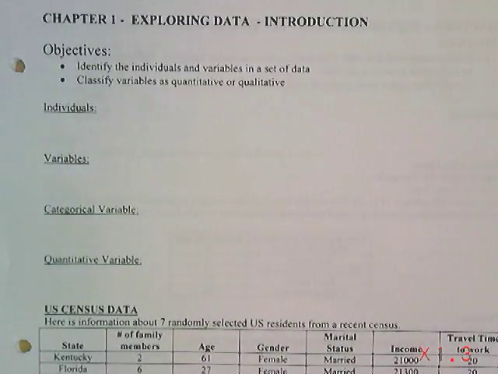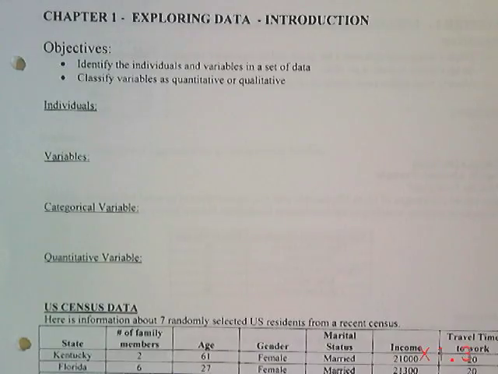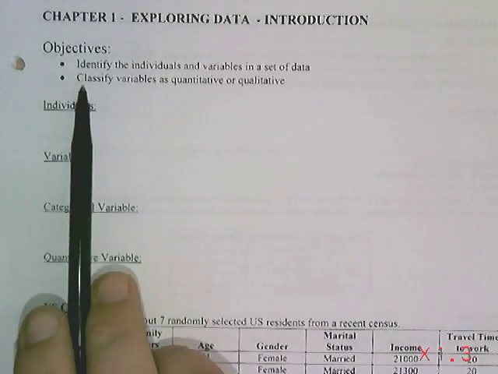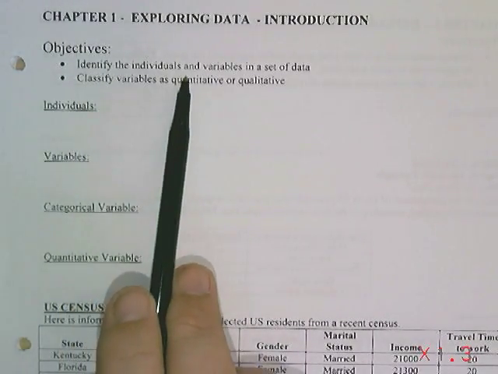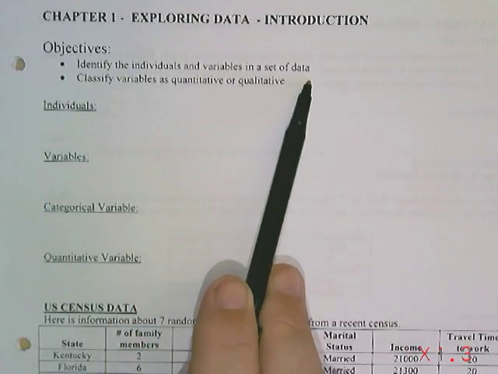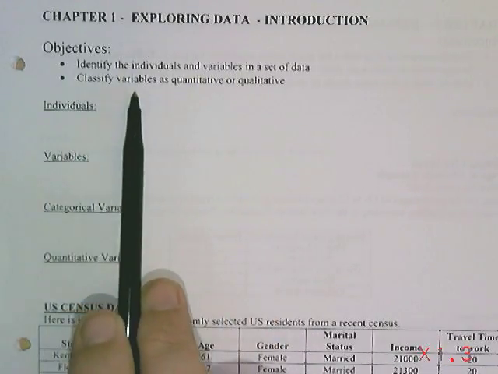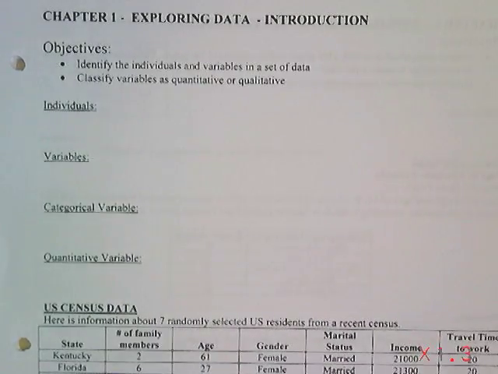Okay. In today's lesson, we're going to deal with two objectives. First, identify the individuals and variables in a set of data, and to classify variables as quantitative or qualitative. First of all, we start out with the individuals.